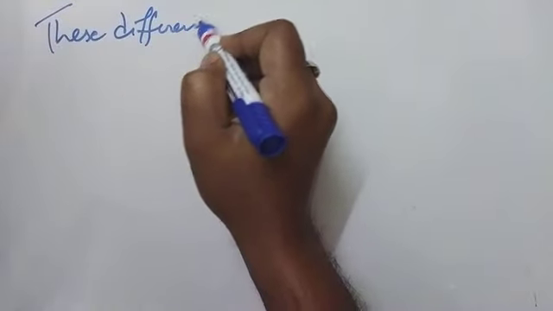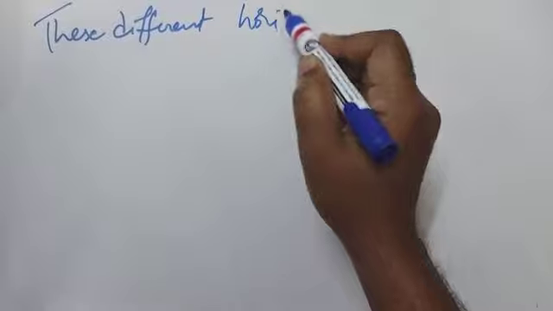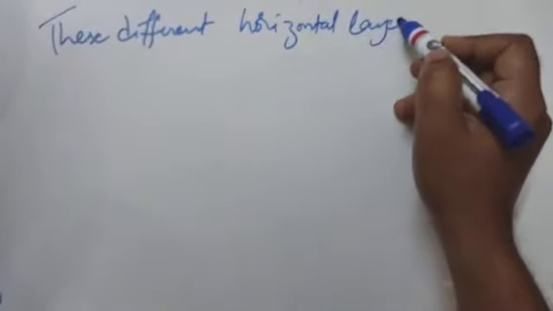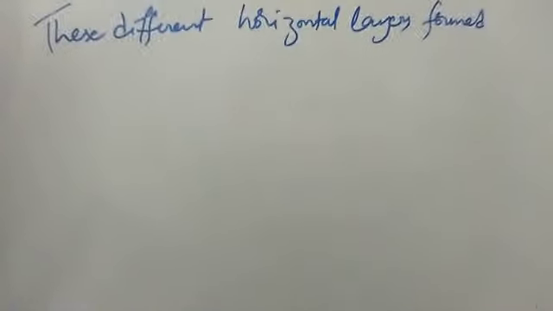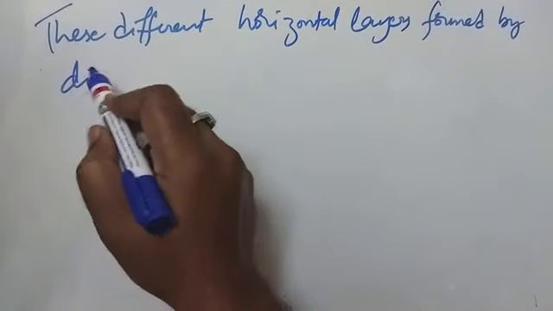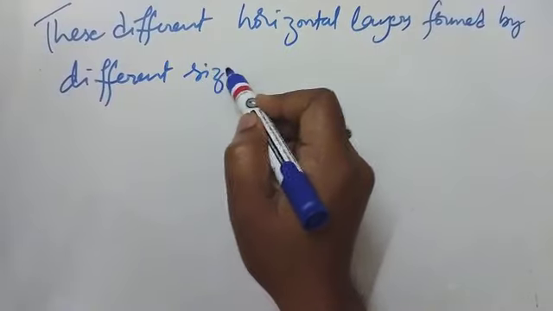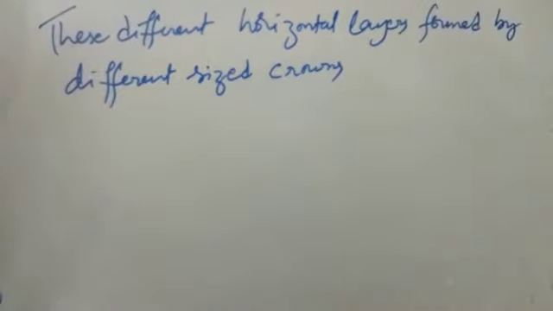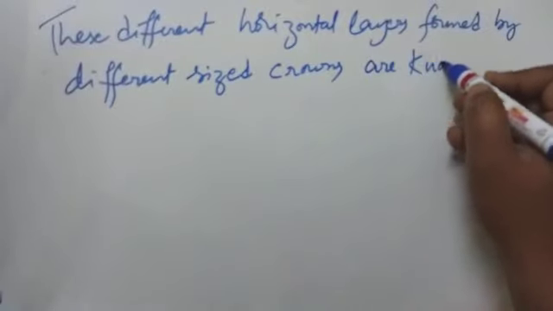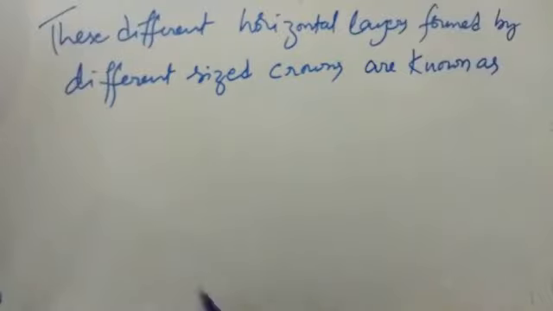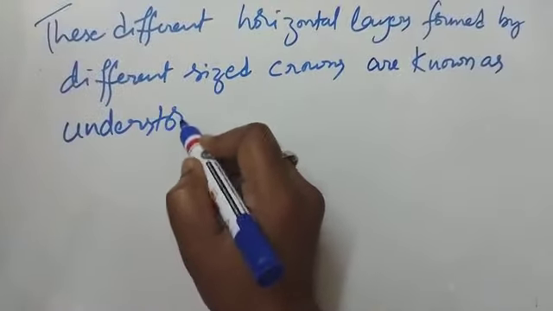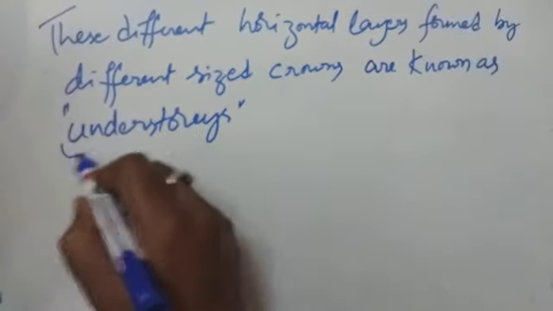These different horizontal layers formed by different sized crowns are known as understories. They are known as understories.